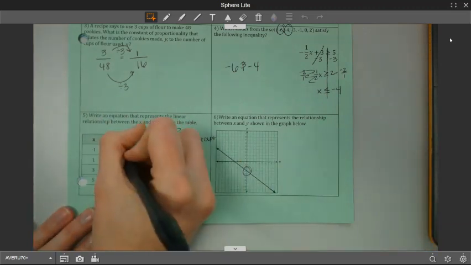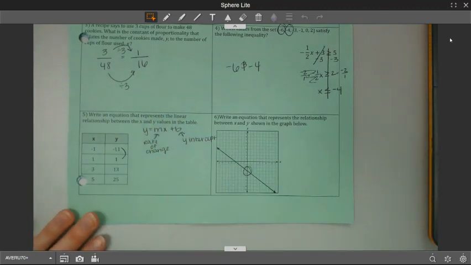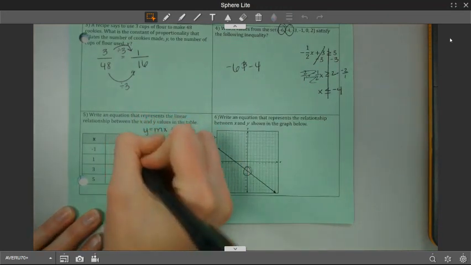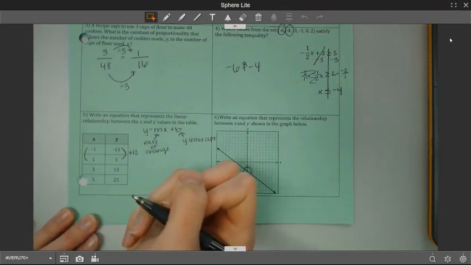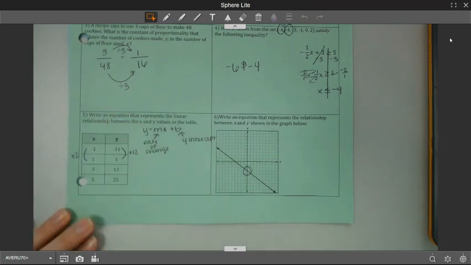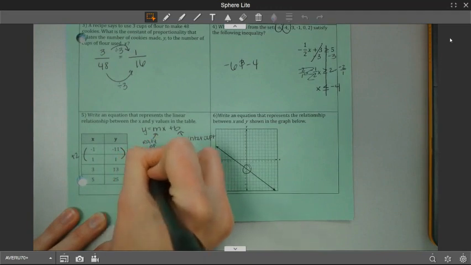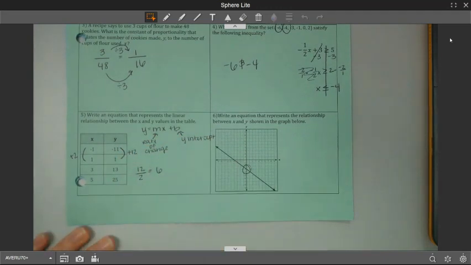To find the rate of change, I'm looking for the change in y over the change in x. To go from negative 11 to 1, I add 12. And to go from negative 1 to 1, I added 2. So change in y over change in x, our rate of change is 12 over 2, which simplifies to 6.